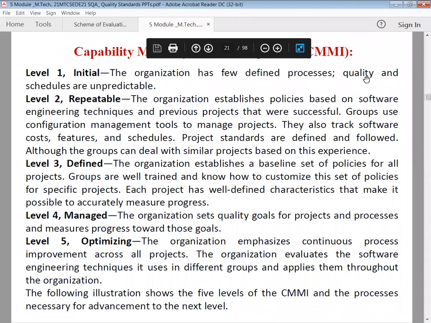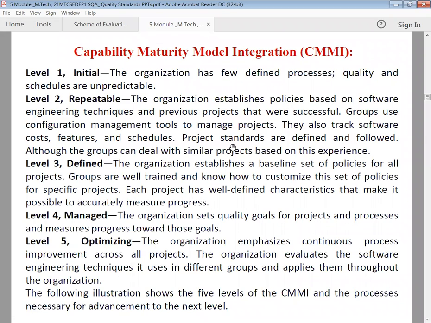In level 1, initial, the organization has few defined processes, and quality and schedules are unrepeatable. So here the quality is very low. They will follow fewer standards and will have less defined processes. If you take level 2, repeatable, the organization establishes policies based on software engineering techniques and provides projects that were successful. So here, if you are following software engineering techniques in your product development, like the agile process or extreme programming, or any object-oriented techniques, or hierarchical modeling, you are following some systematic approach in the development process. They also track software cost, features, schedules, and project standards are defined and followed. So they will check whether we are maintaining templates for costing, features, schedules, and project standards. Although the groups can deal with similar projects based on this experience.